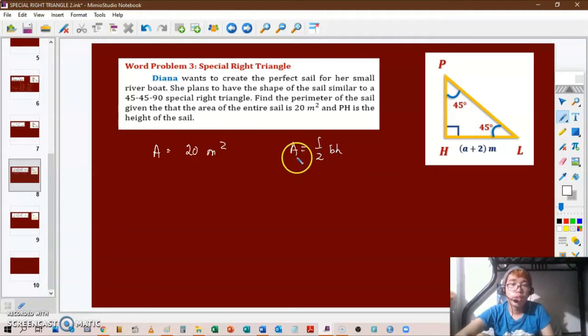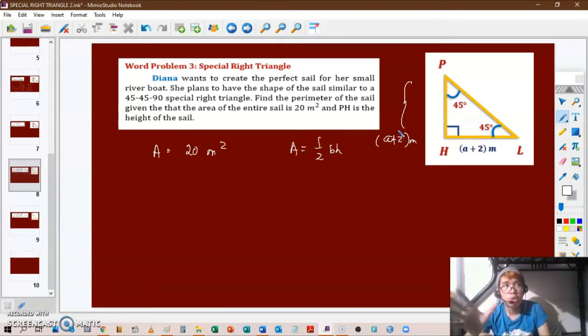Given here that the base is equal to A plus 2 meters, so that's HL, and the height is PH, so it's also A plus 2 meters, because we have here an isosceles triangle. It's a special isosceles right triangle. So we have here PHL, and therefore PH is also A plus 2.